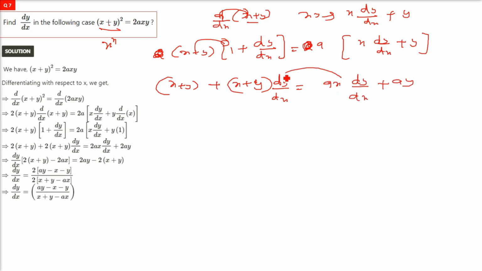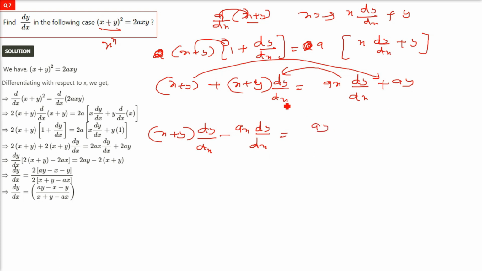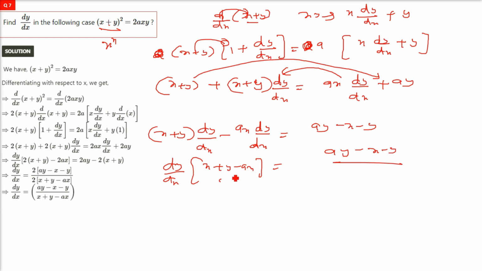Again the same thing. Bring this here and this one on the right hand side. So x plus y dy by dx minus ax dy by dx is equal to ay minus x minus y. Now take dy by dx common from here. So dy by dx times x plus y minus ax equals ay minus x minus y. Now bring it down. This is the denominator, x plus y minus ax. This is dy by dx. That is your final answer.